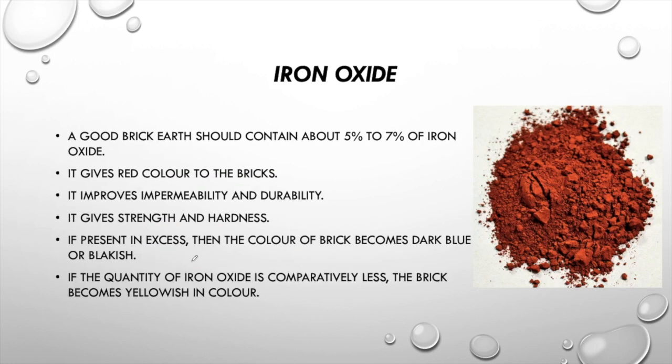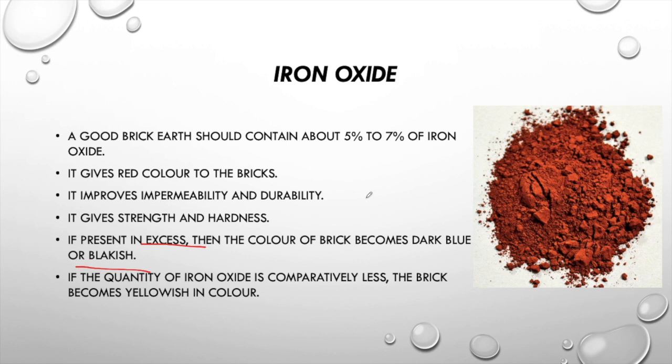Now the iron oxide is present in 5 to 10% in the good brick earth. It leads to the color of the bricks as red color. You can see it is also a red color compound, and it improves the impermeability and durability of the brick. It gives strength and hardness, and if it is present in excess, then the color of brick becomes dark blue or blackish. Okay, so excess of iron oxide is undesirable, and if the quantity of the iron oxide is comparatively less, then the brick becomes yellowish in color, because it is red in color, and the red color will be in scarcity.